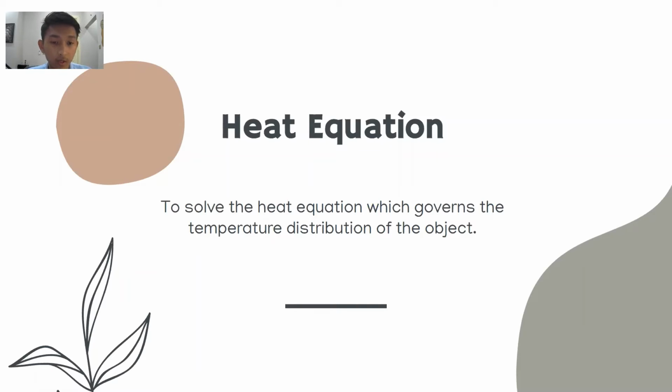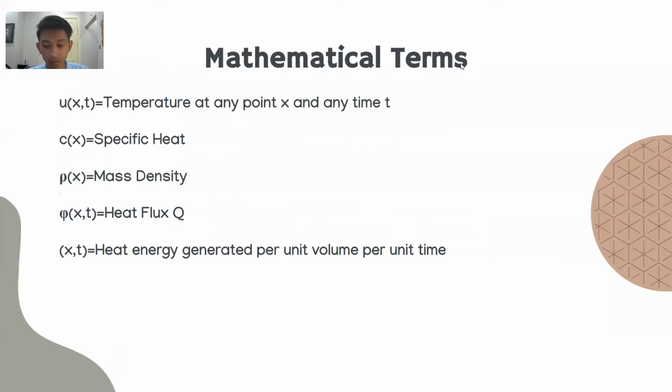The heat equation helps us solve for the temperature distribution of an object. So first and foremost, we need to analyze the problem and change it into mathematical terms. As you can see here, the temperature at any point x and any time t, the specific heat, mass density, and the heat flux q are all being represented in mathematical terms, which makes it easier to turn it into a differential equation, which makes it easier to understand the heat equation.